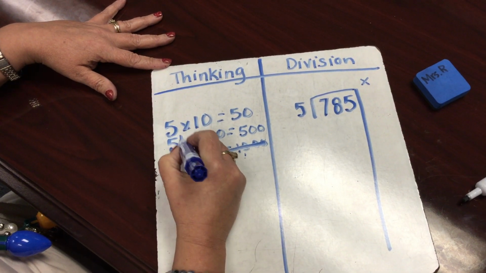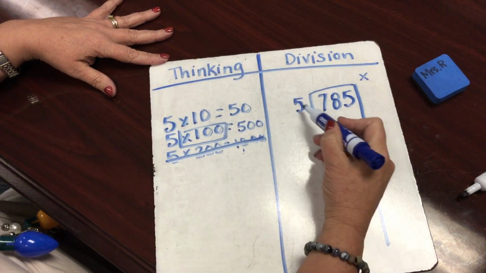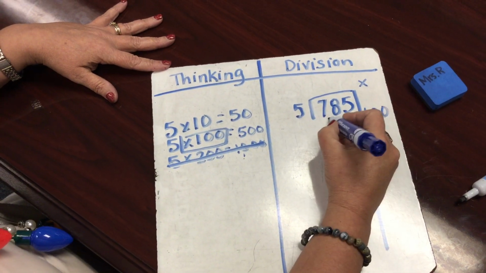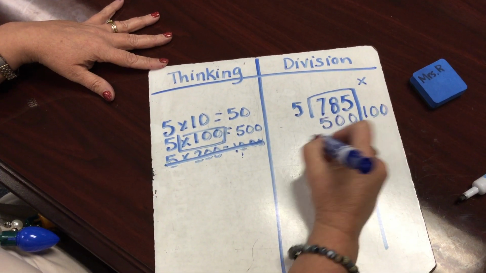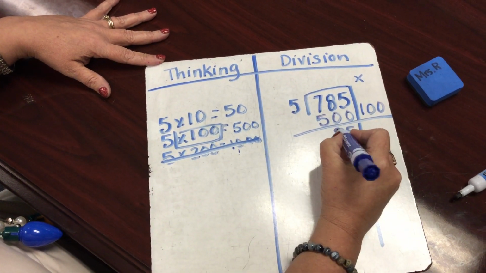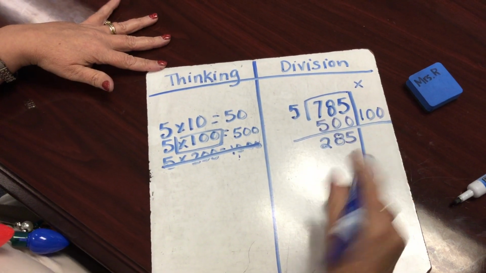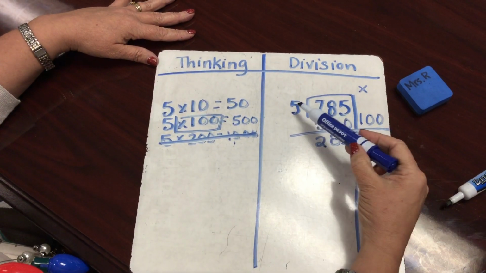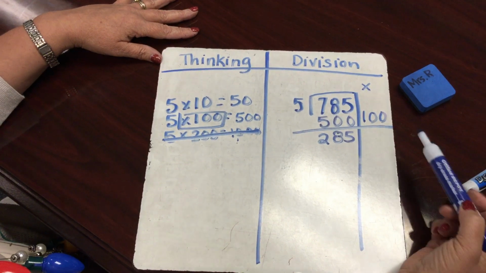So we are going to use multiplication. We're going to say 5 times 100 gives us 500, and then we're going to subtract to see how much we have left to share. And then we have to think to ourselves, how can we use multiplication to divide? 5 times what goes into 200?